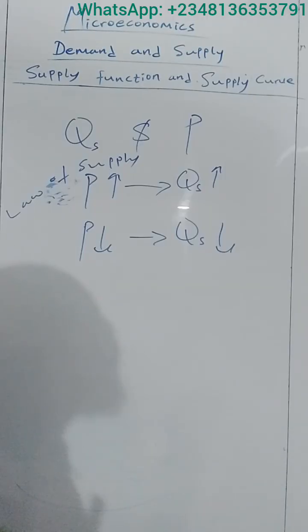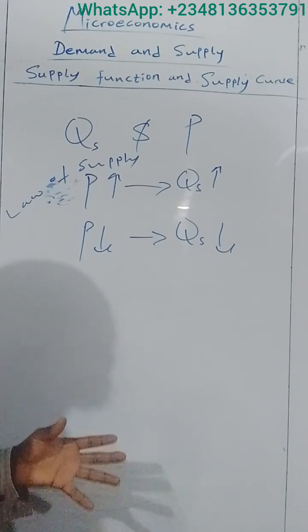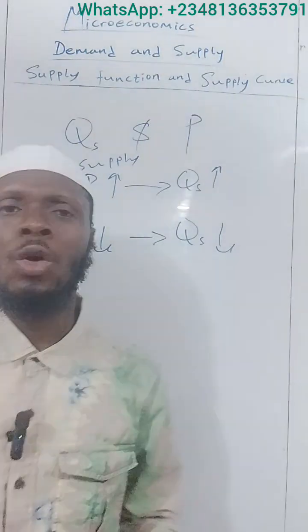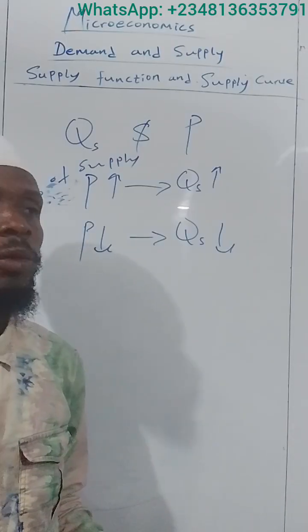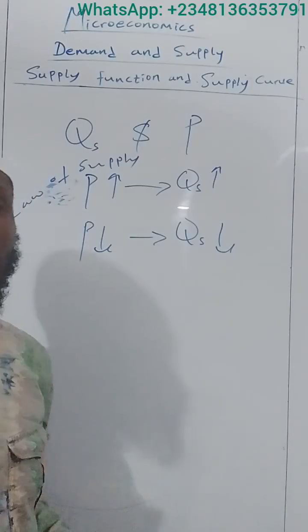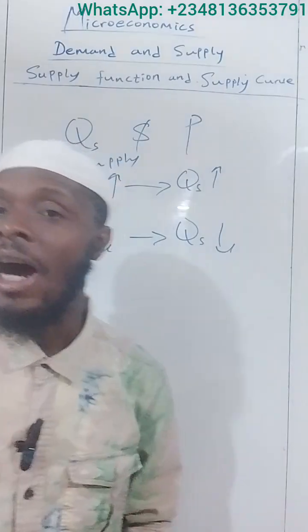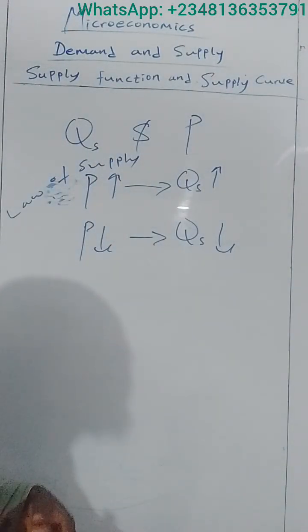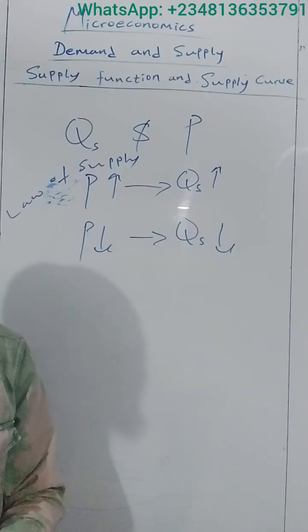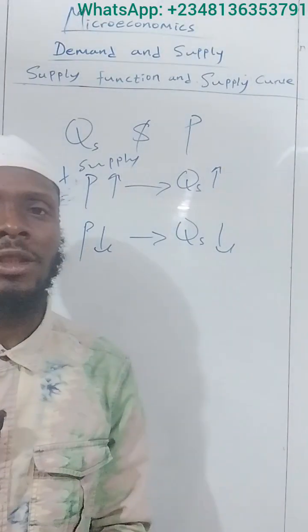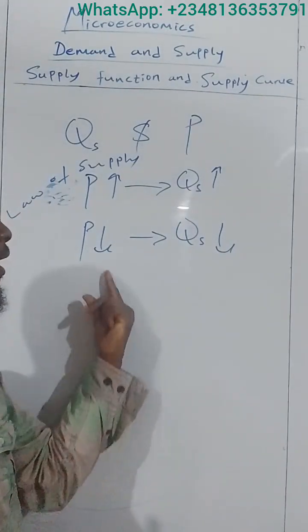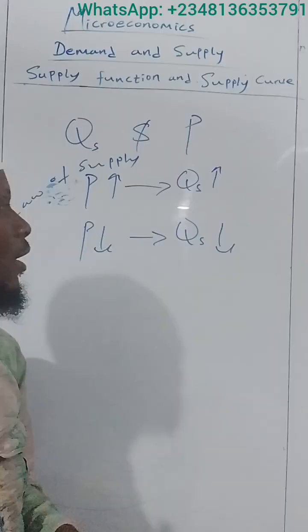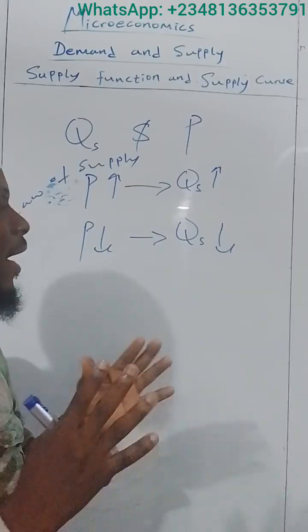But mind you, it's not only the price that affects the quantity supplied. There are other factors that also affect quantity supplied. That is why in that law, we hold other factors that can influence quantity supplied constant. We say the law of supply states that the higher the price of a commodity, the higher the quantity supplied, and the lower the price, the lower the quantity supplied, all other things being equal. Other things being equal is very important to put here. It means that apart from the price that we are allowed to change, other factors that can affect quantity supplied are held constant.